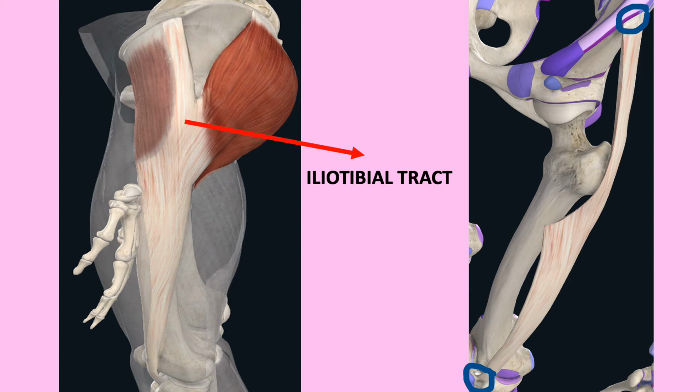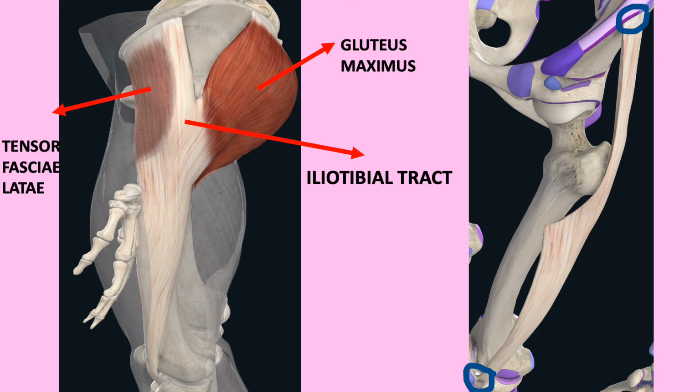So this would be the extensions of the iliotibial tract. As you can recognize, the iliotibial tract is located in between the gluteus maximus and the tensor fascia latae. As you can see from here, the tendons of both gluteus maximus and the tensor fascia latae fuse together with the iliotibial tract, forming the aponeurosis, which is the flat tendon.